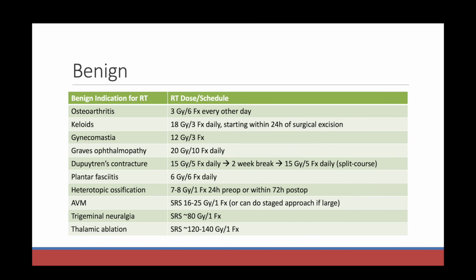Heterotopic ossification, you do 7 to 8 gray in 1 fraction, and you're trying to treat the muscle and the soft tissue around the joint where those heterotopic bony islands can form. And the time frame is very important for HO prophylaxis. You can either do radiation preoperatively, like 24 hours pre-op, or ideally within 48 to 72 hours post-op.